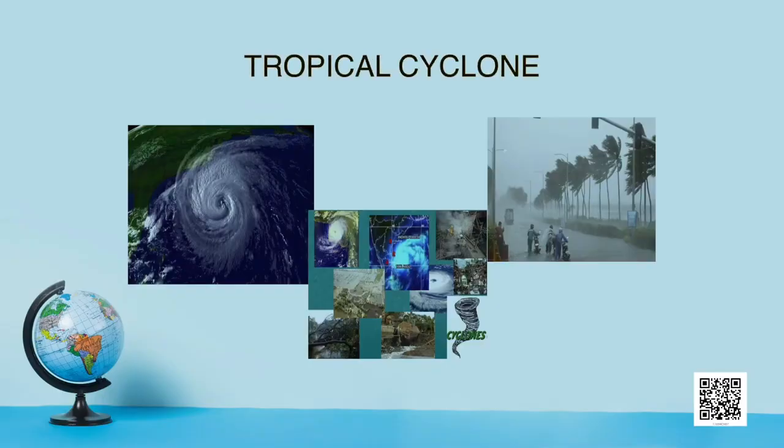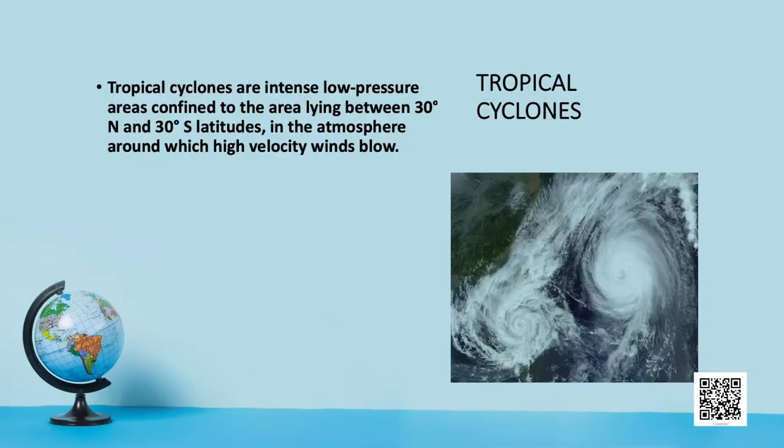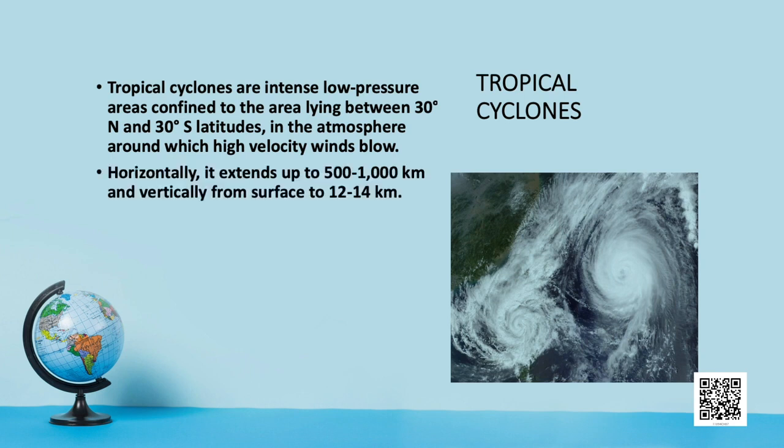Now, let us study tropical cyclones. India has a vast coastline and these cyclones are very dominant in those areas. Tropical cyclones are intense low pressure areas confined to the areas lying between 30 degrees north and 30 degrees south latitudes, and horizontally they extend up to 500 to 1000 kilometers and vertically from the surface to 12 to 14 kilometers.